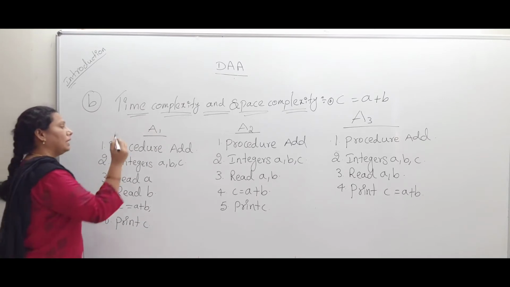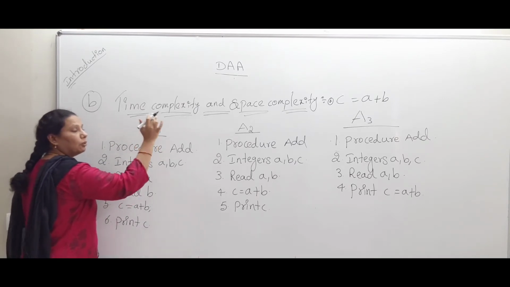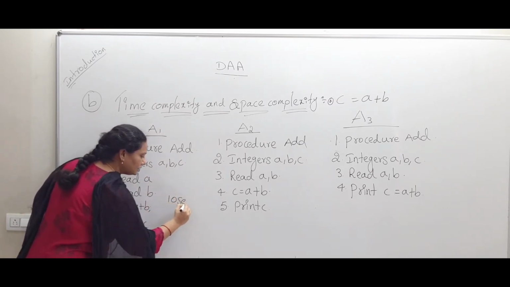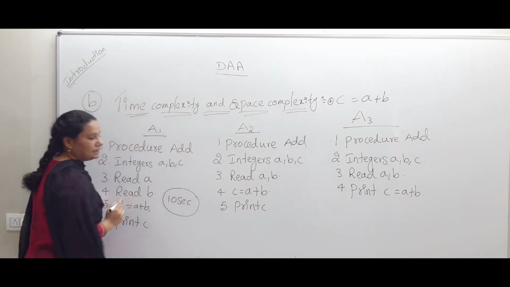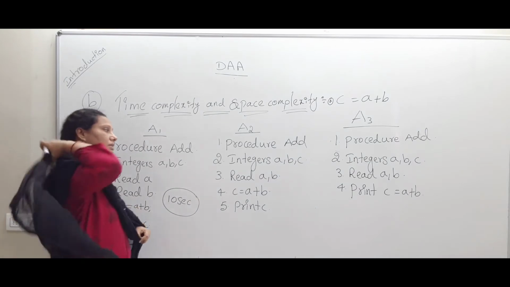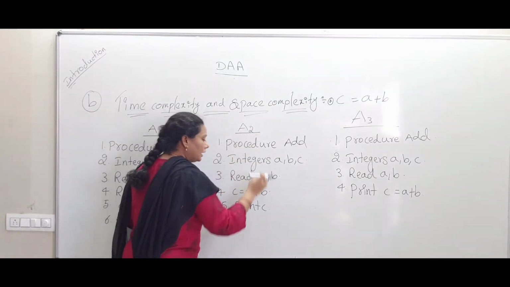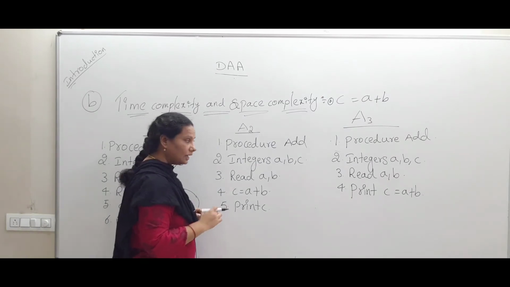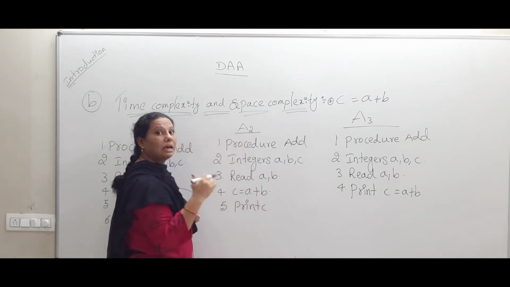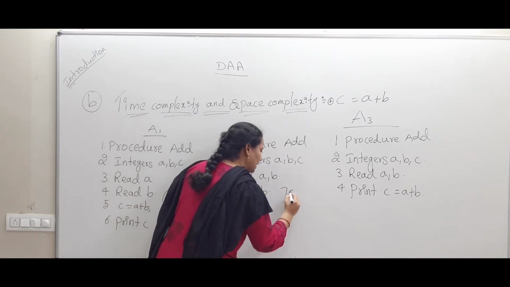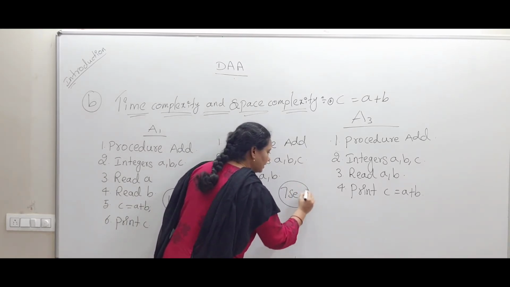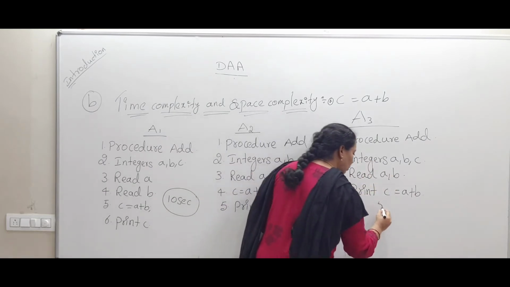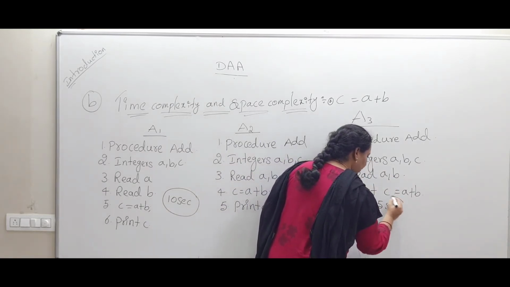Say for example, अगर A1 को हम program में convert करेंगे तो इसका time of execution may be 10 seconds. Same is the case with A2. अगर हम इस algorithm को program में convert करें तो कितना time लगेगा? Let's say I got it as 7 seconds. अगर A3 को हम कन्वर्ट करेंगे तो let's say it may take 5 seconds.